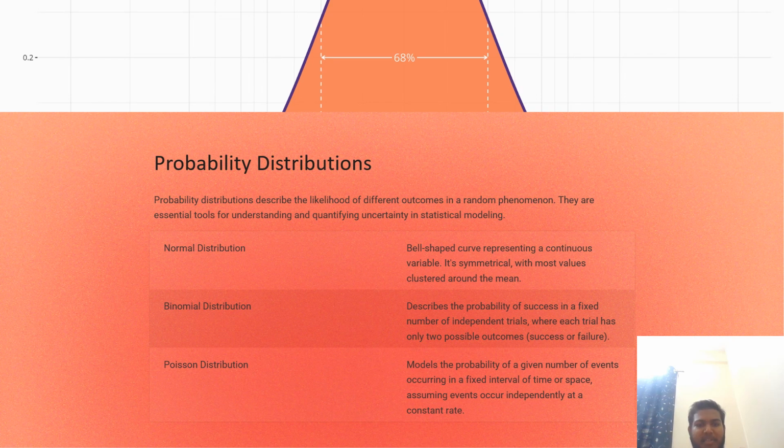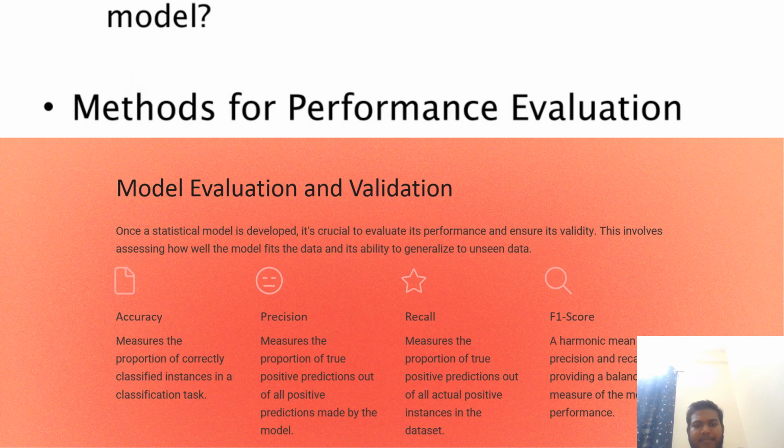Next, probability distribution. Probability distributions describe the likelihood of different outcomes in random phenomena. These are essential tools for understanding and quantifying uncertainty in statistical modeling. In this, mainly normal distribution, binomial distribution and Poisson distribution. These three are mainly important.